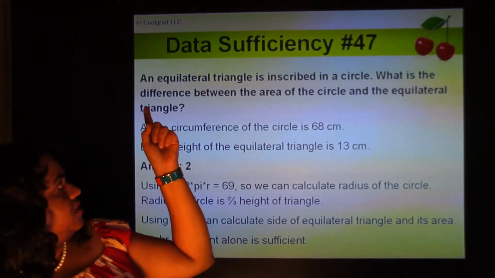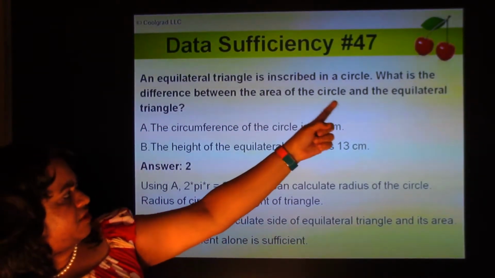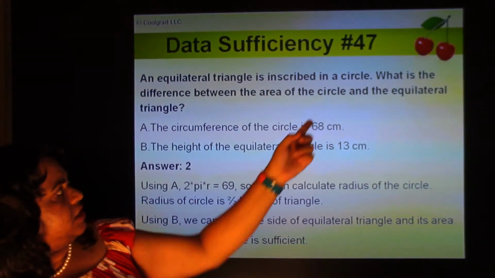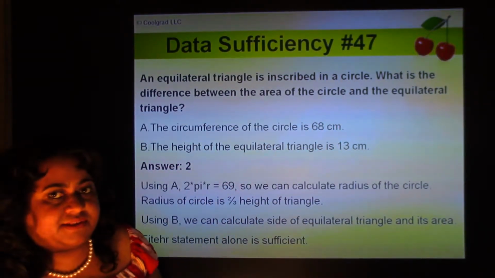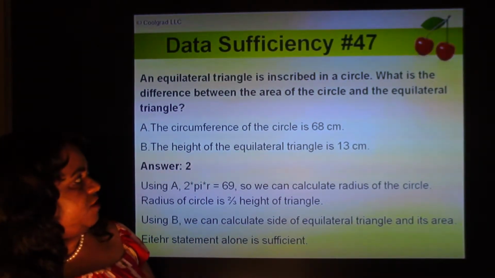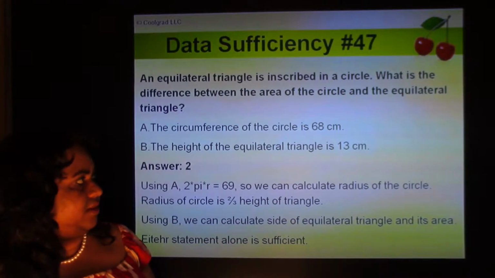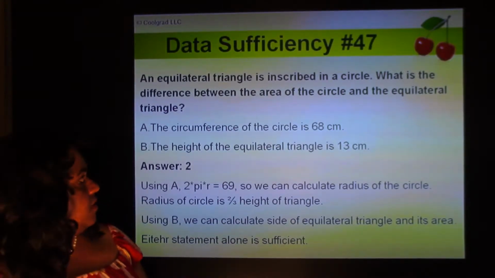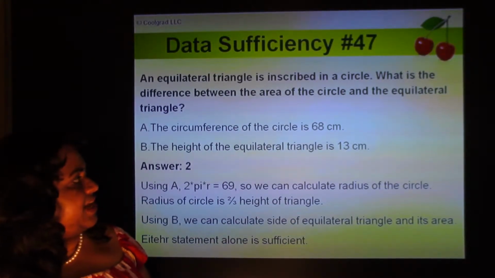Question 47. An equilateral triangle is inscribed in a circle. So the circle and an equilateral triangle is inscribed inside the circle. What is the difference between the area of the circle and the equilateral triangle? Statement A: the circumference of the circle is 68 centimeters.